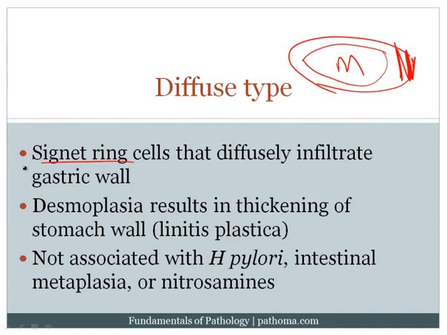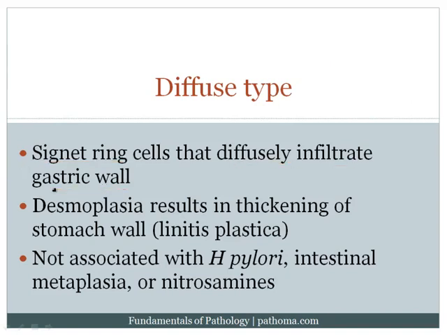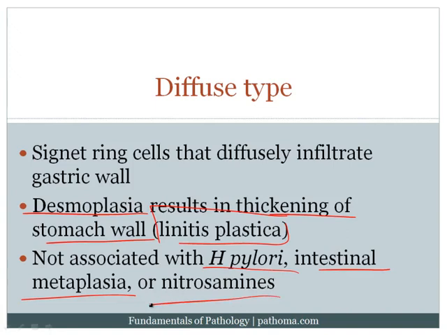Now in the diffuse type, these signet ring cells diffusely infiltrate the wall of the stomach, and that results in something called desmoplasia. What's desmoplasia? Desmoplasia is a reactive response of the stroma, so it's just basically fibrous tissue and some blood vessels that occurs in response to the invasive tumor. And so this desmoplasia then results in thickening of the stomach wall so that these patients get linitis plastica. Now important to note, this is not associated with H. pylori, it's not associated with intestinal metaplasia, and it's not associated with nitrosamines.